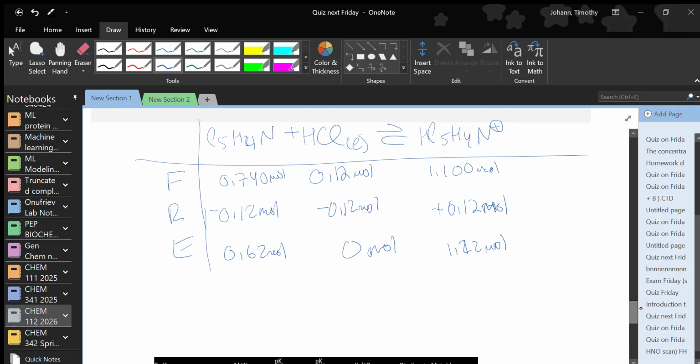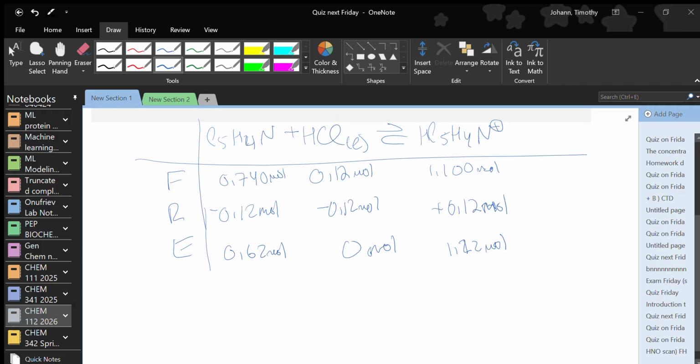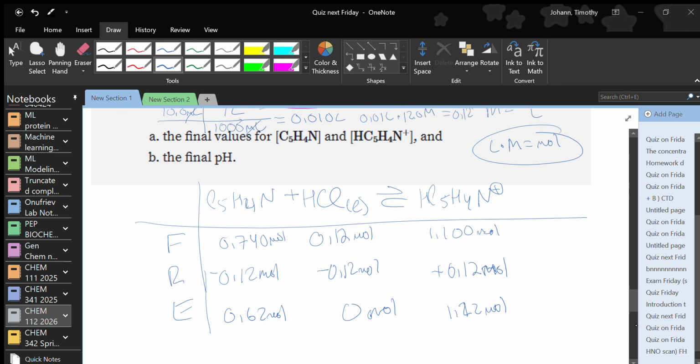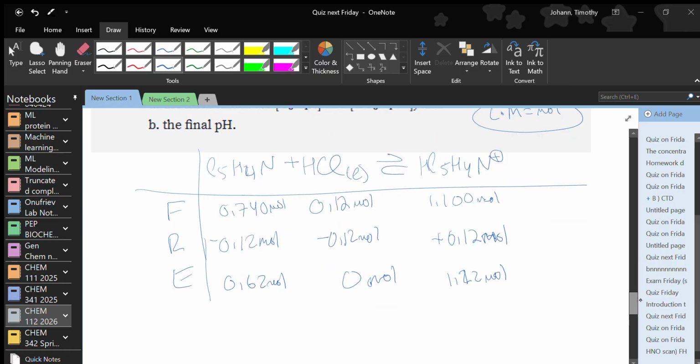All right, so now what was the question asking me for again? The final values of these things, right? So this is a weak acid, right? We got the Kb up there somewhere. I'll look at it, but it was not big. Okay? So we're not going to end up with much change here once we make these. So those are our final values. We can make that assumption.